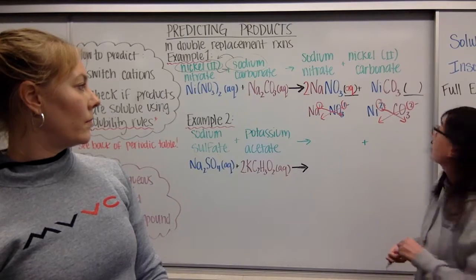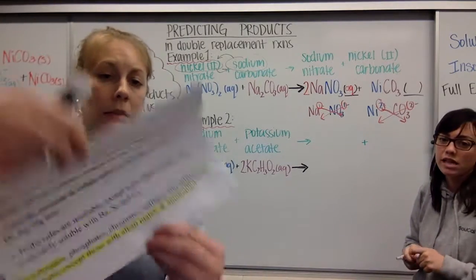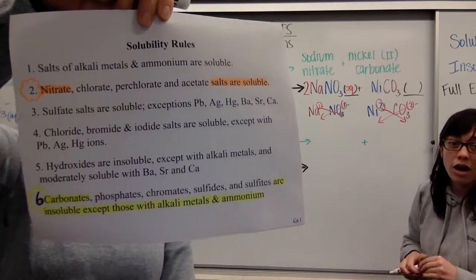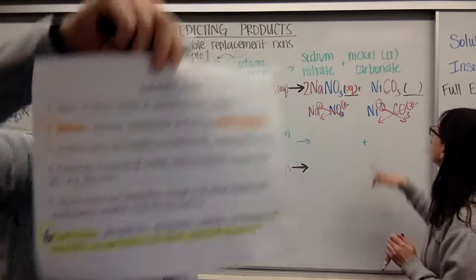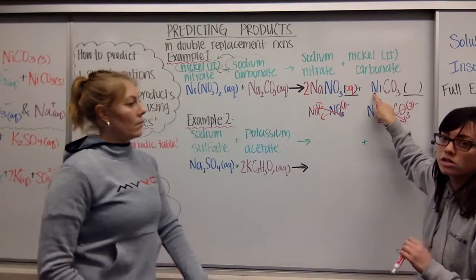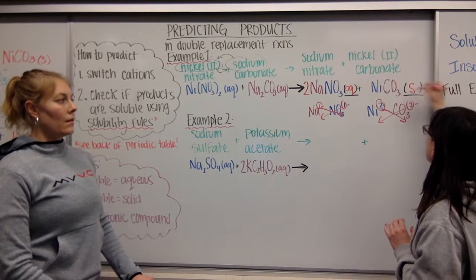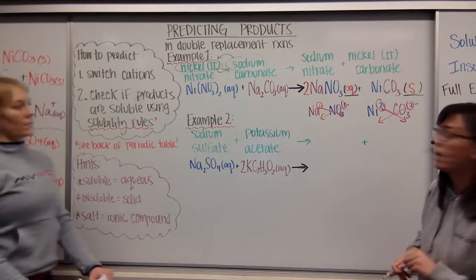Second, I have my nickel(II) carbonate, and you can see that's my 6th rule. Carbonates are insoluble except those with alkali metals and ammonium. This is neither an alkali metal nor ammonium, it's a transition metal, so I am okay, and this is a solid. So this would be my cloudy precipitate that would form that you're going to see in our lab next week.